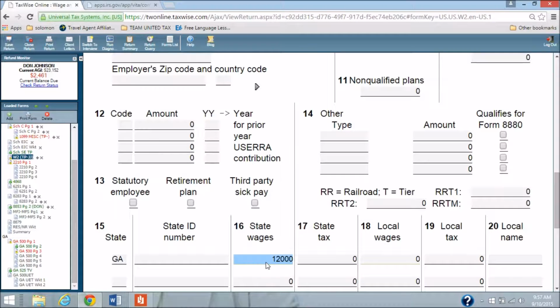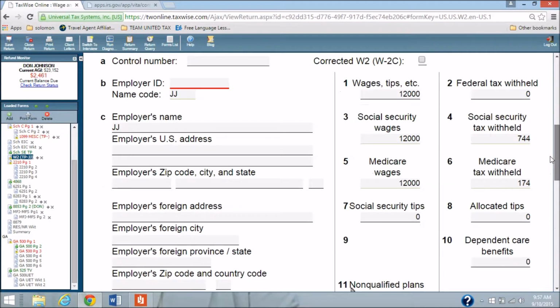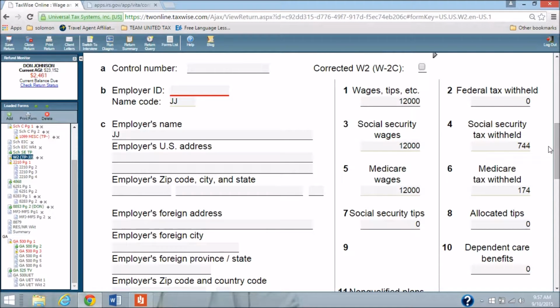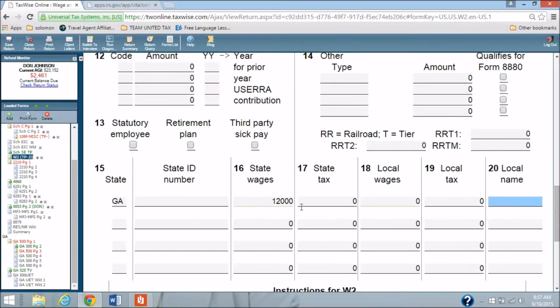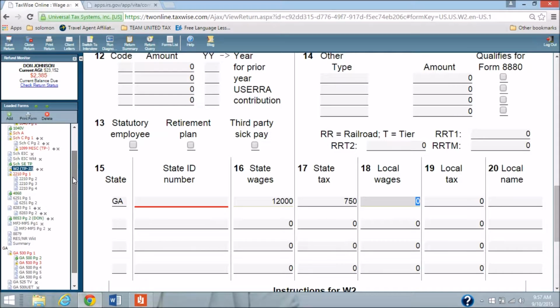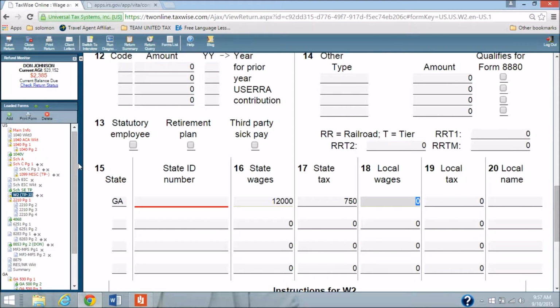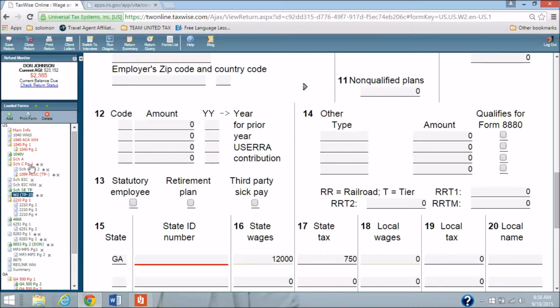Line 16, the wages popped in automatically. We had 12,000 as the wages as well on line 1. So that amount pops up down here in 16. 17, we'll put our taxes. Okay. So now we have the taxes on the form, the state tax. Now we're going to go back to our Schedule A.